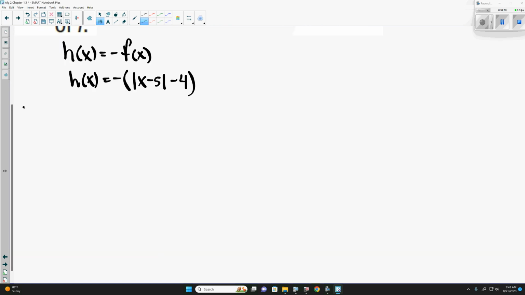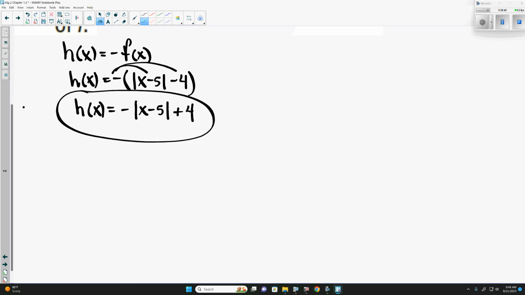Questions on this so far? Then we distribute the negative. And again, the negative does not go inside the absolute values. It's just going to be negative absolute value of x minus 5 and negative, and then our negative times the negative 4 is plus 4. And that's as far as it can go. Questions on this here?